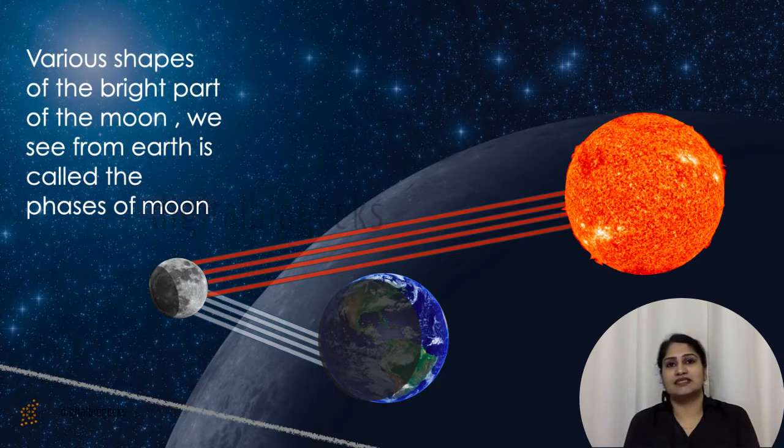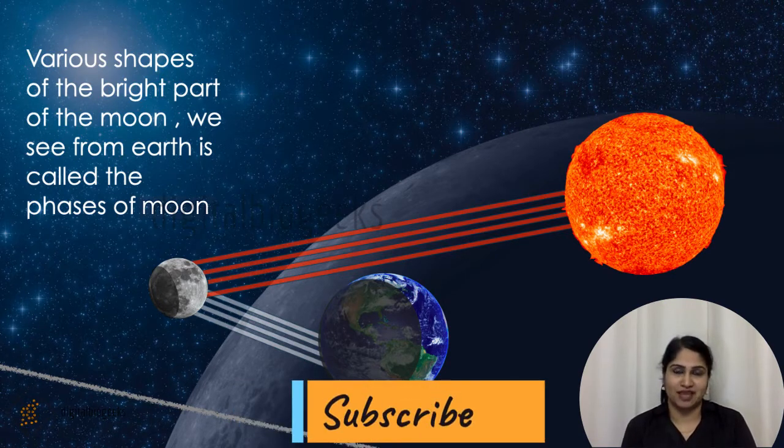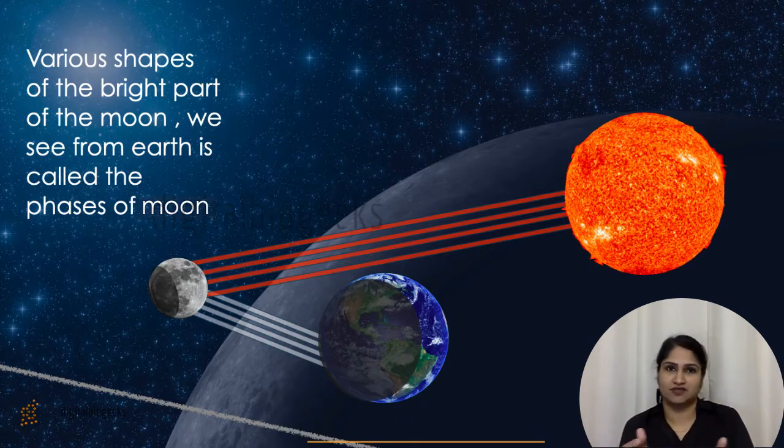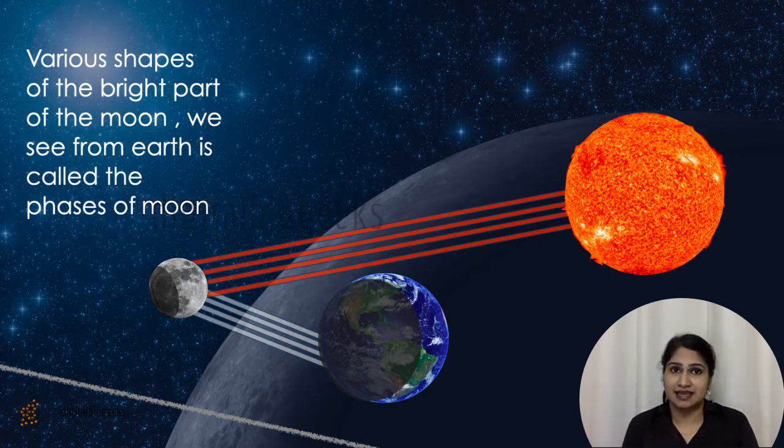From earth we see the various shapes of the bright sides of moon. This is known as the phases of moon. These shapes we can see from one full moon day to the next full moon day. When we can see the whole disk of moon from earth, we call it a full moon day. From the next day, the brighter part becomes thinner and thinner and on the 15th day, it becomes invisible. This is known as the new moon day.